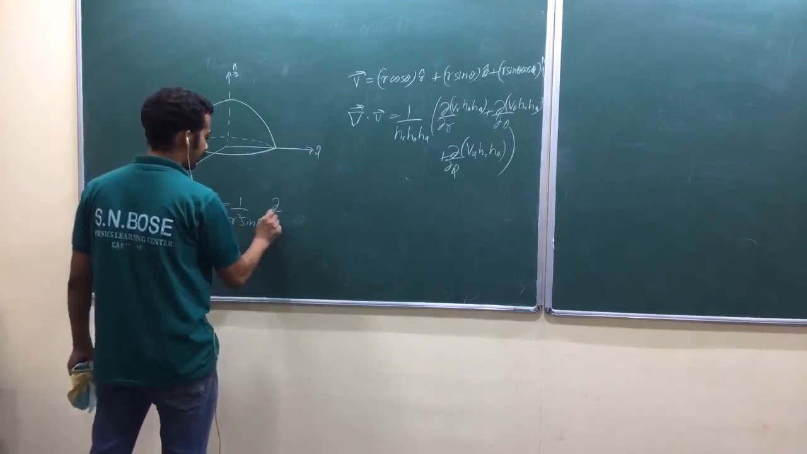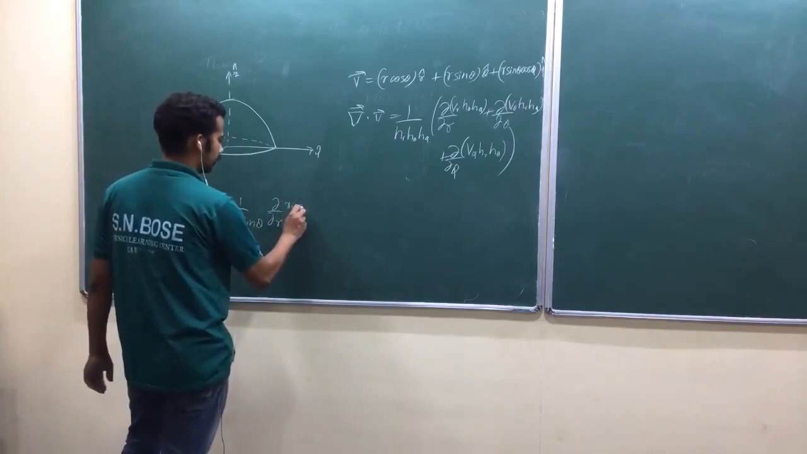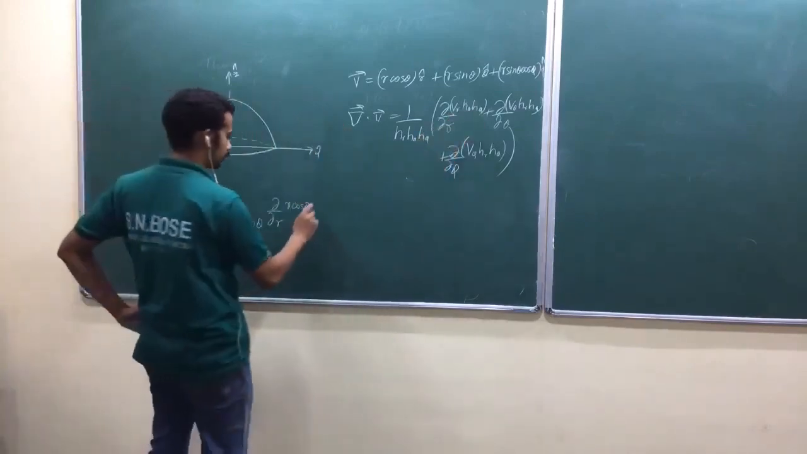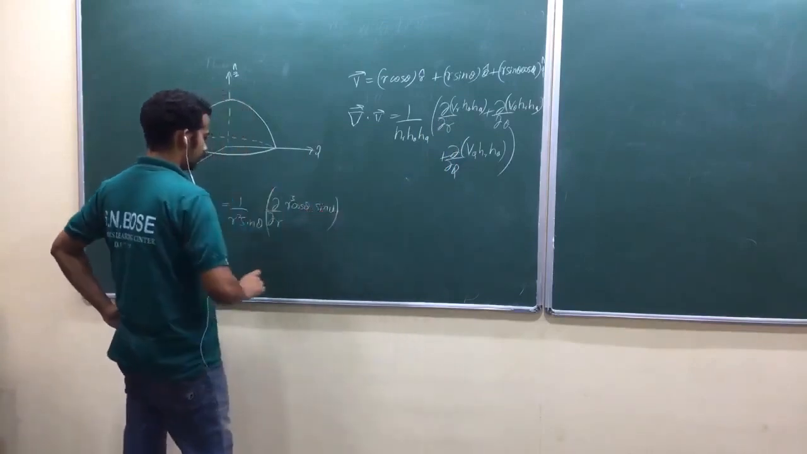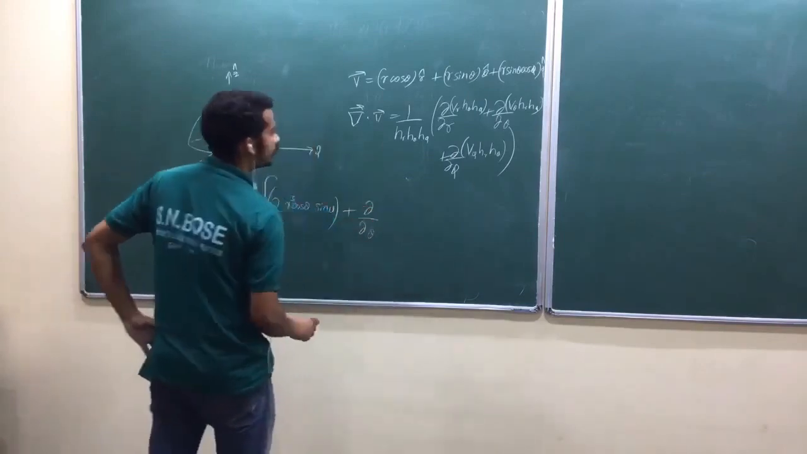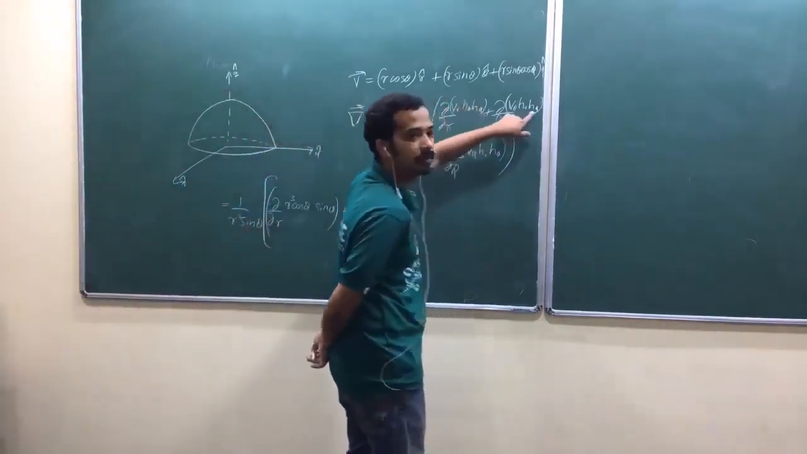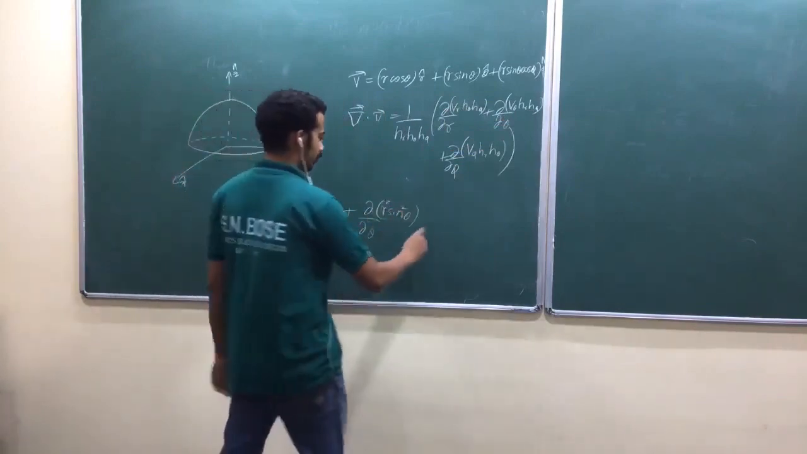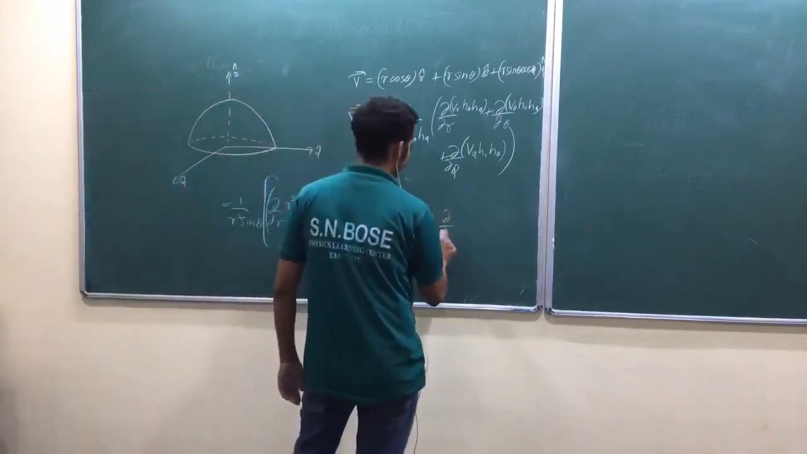So dou by dou r of what is V_r? r cos theta. Let me write that down. What is h_theta h_phi? r square sin theta. So r cube sin theta, first part. Plus dou by dou theta. What is V_theta? r sin theta. What is h_r h_phi? h_phi equals r sin theta. So r square sin square theta. Correct.